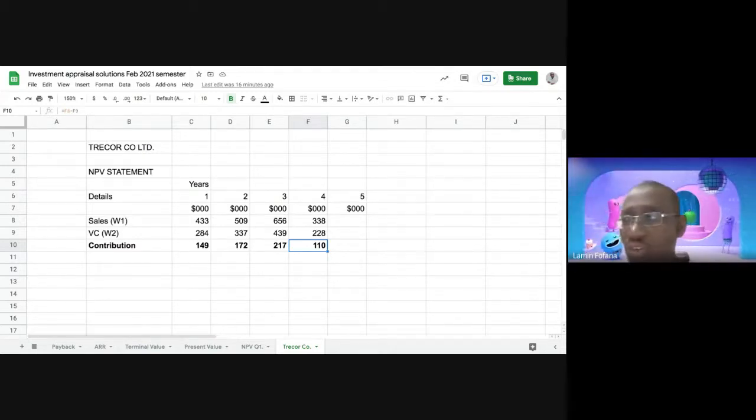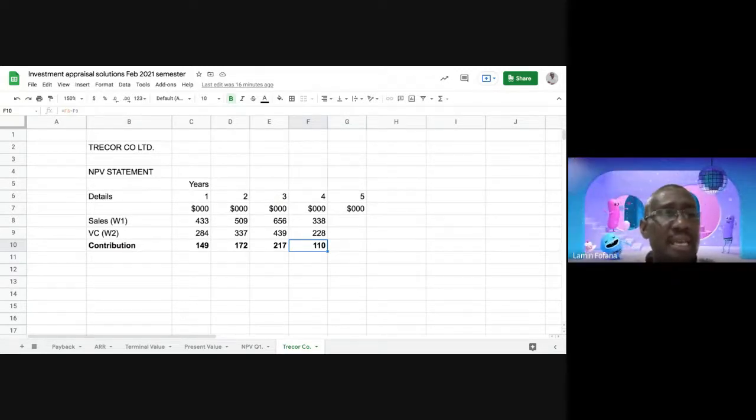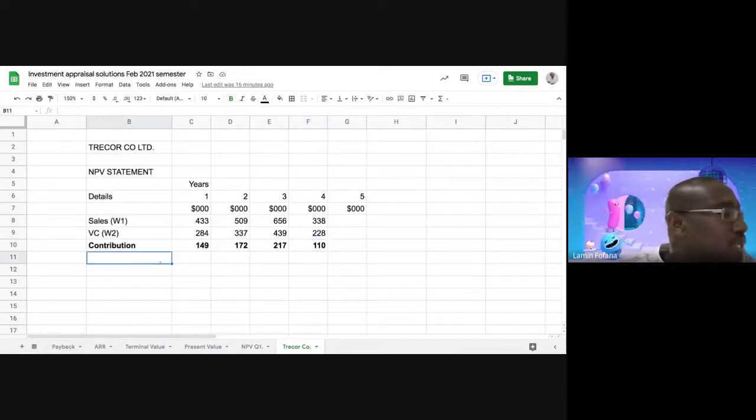But please take note of this. This fixed production, they told us that it is an incremental one. If it is an incremental one, meaning it is relevant, it is a cash flow. But if it is a general fixed overhead, it cannot come here because it's a non-cash flow item. Take note of that. Okay, so next we say fixed production overhead.